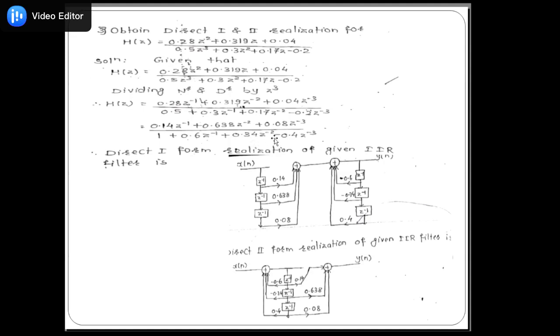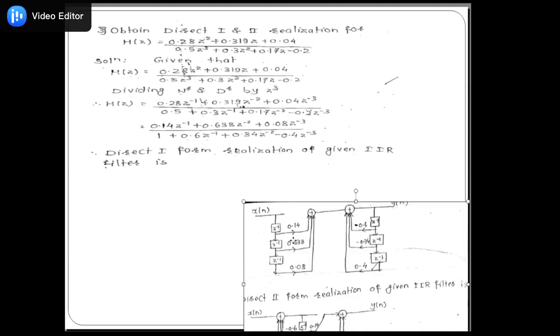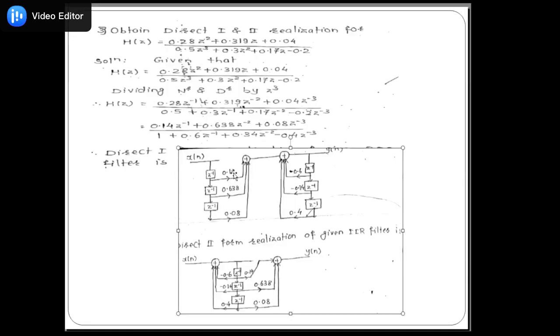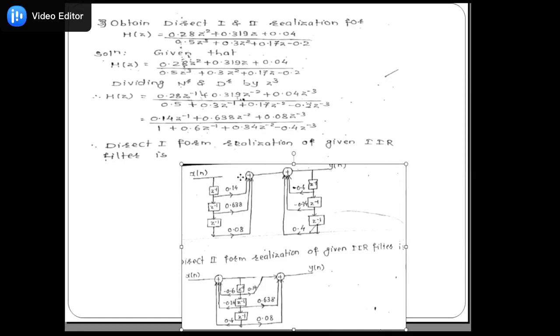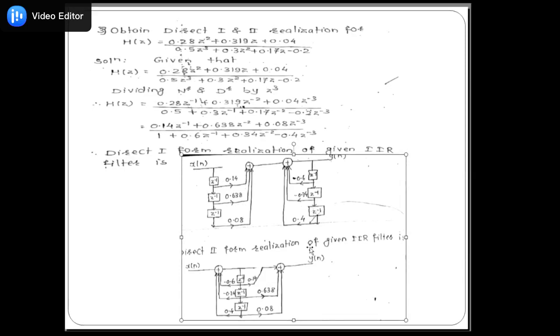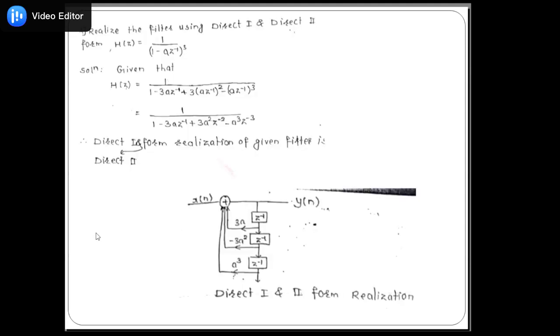0.34 delay by 2 sample, the sign will change. Delay by 3 sample 0.4, the sign will change. Then you have to combine this for generation of direct 2 form, shifting this on right side, left side, and this will be shifted on left side, and this will be shifted on right side. That will generate direct 2 form of structure.